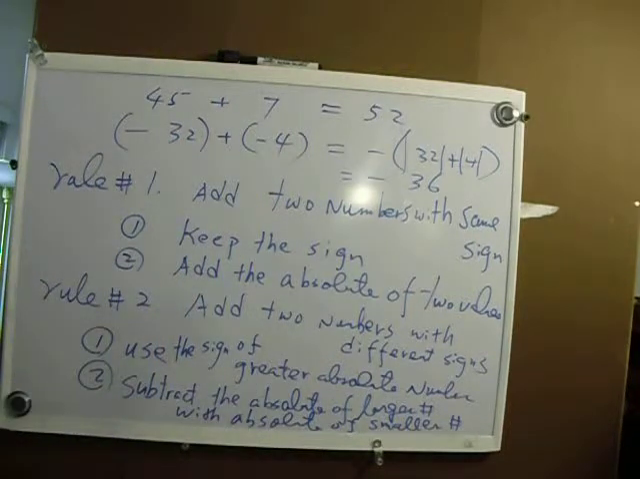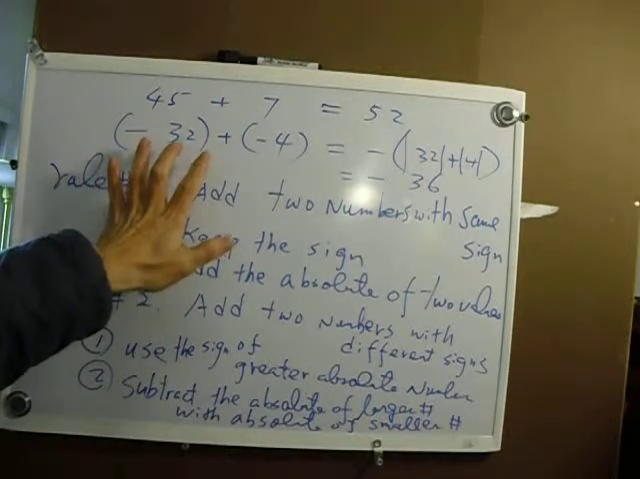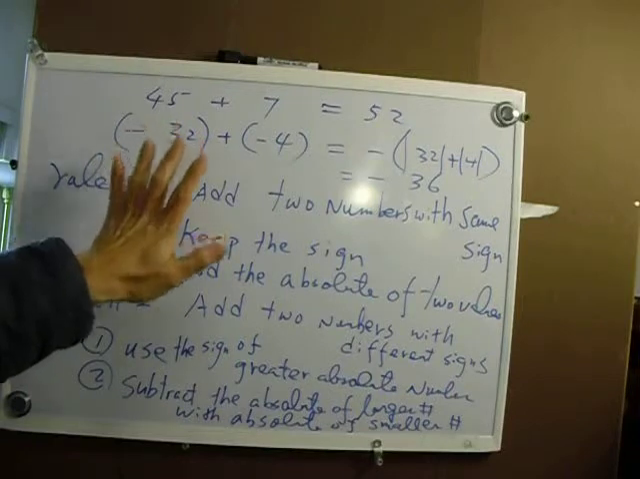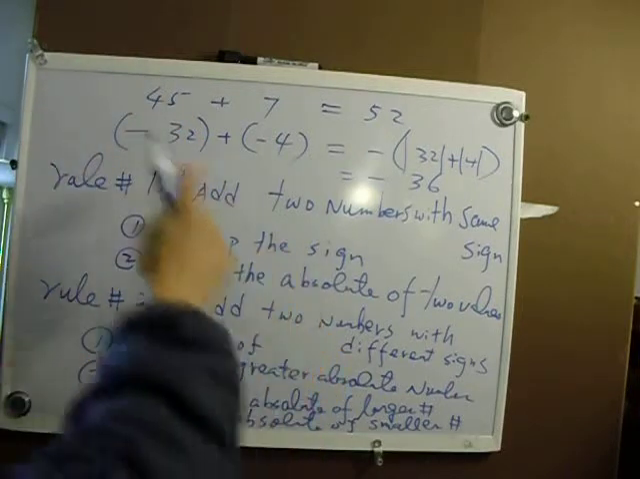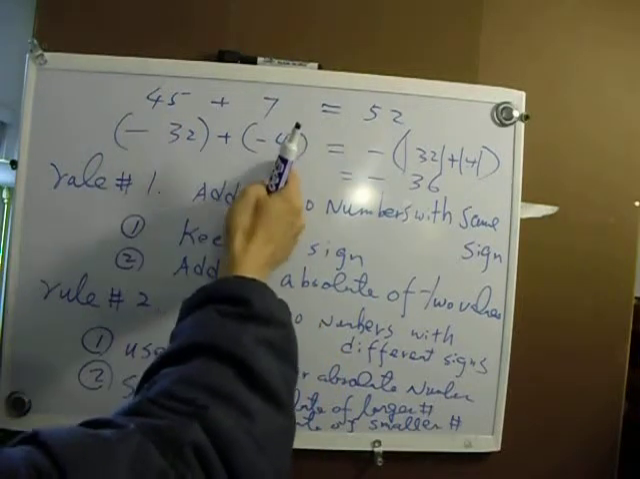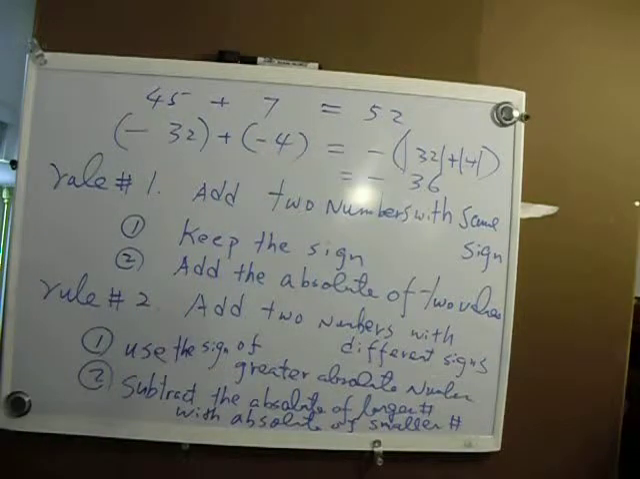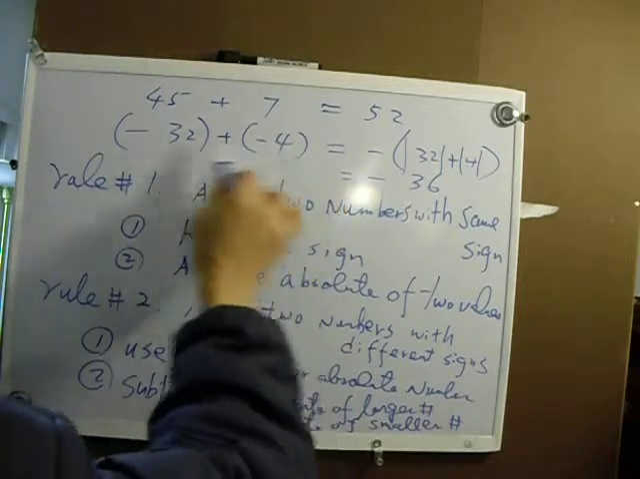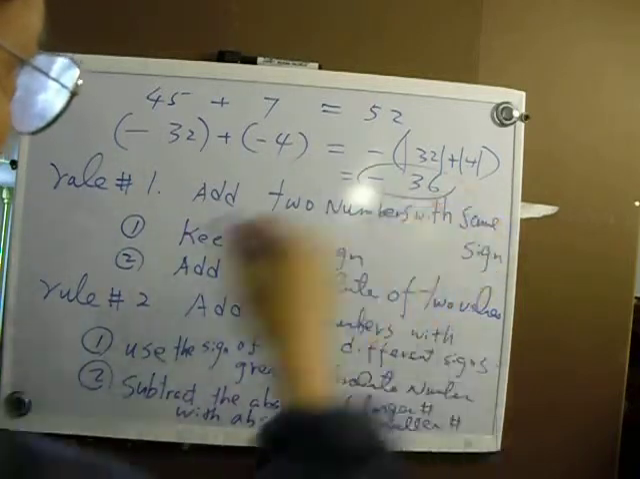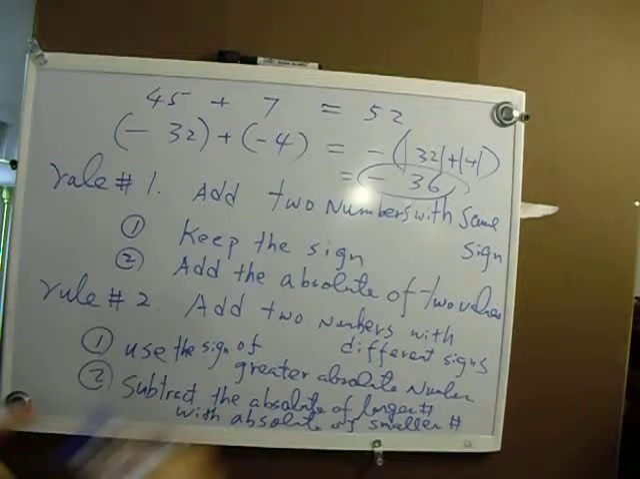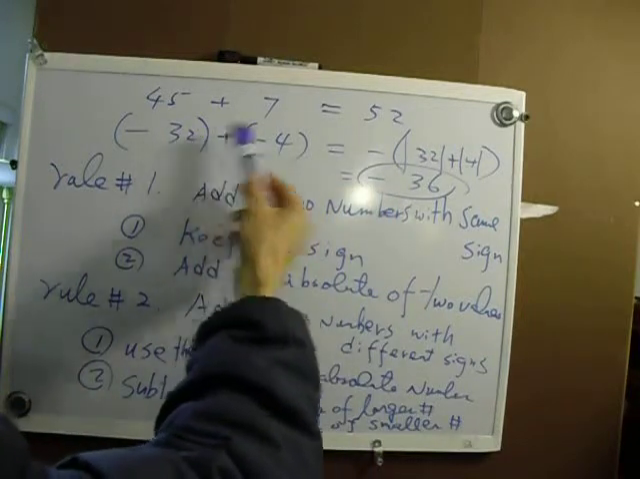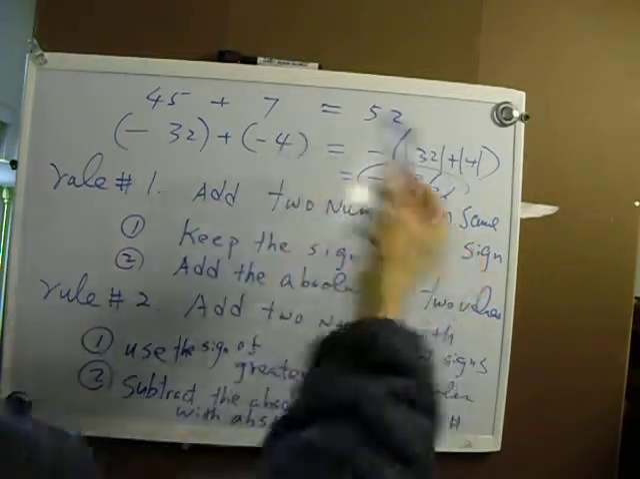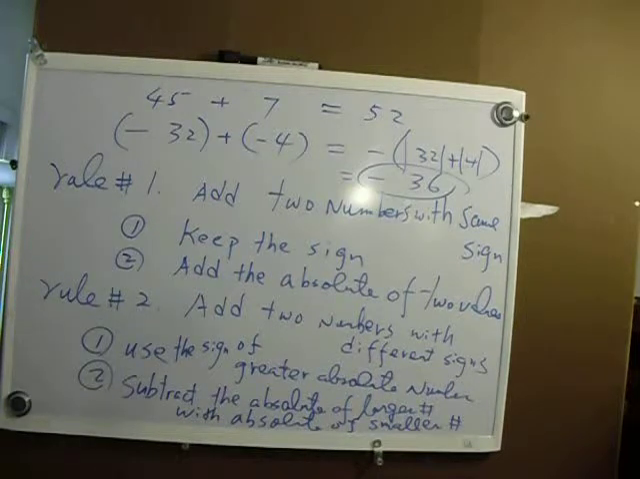By the way, absolute value means any number, positive or negative, comes out as a positive. So no matter what, you get a positive 32, and no matter what, you get a positive 4. That's the absolute value of these two numbers. So the result of these two negative numbers is negative 36. Keep the same sign, negative, add 32 and 4 to get 36. Okay, that's two numbers with the same sign.